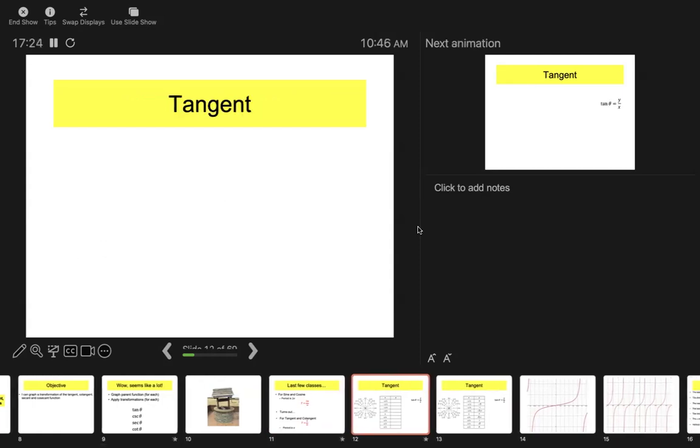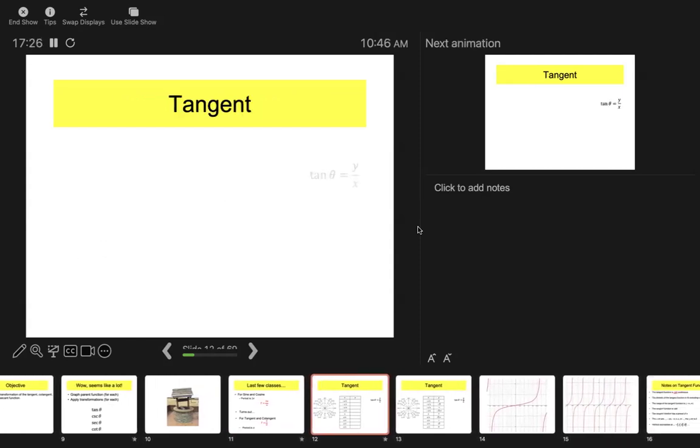Okay, so let's talk about tangent first. Remember, tangent is defined as y over x on the unit circle. Anybody see a problem with this? I'll point to it. Anybody see a problem with it? X can't be 0, and guess what? X can be 0 on the unit circle. Where is x equal to 0 on the unit circle?